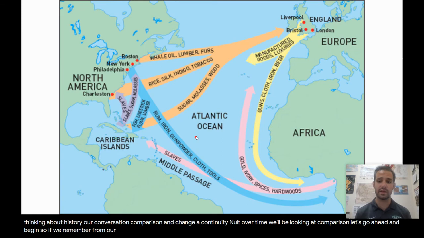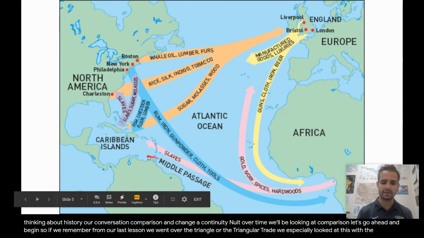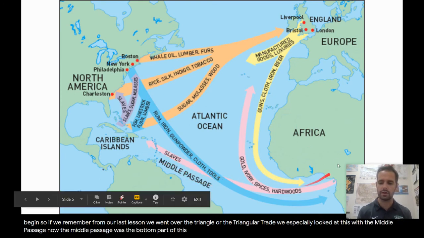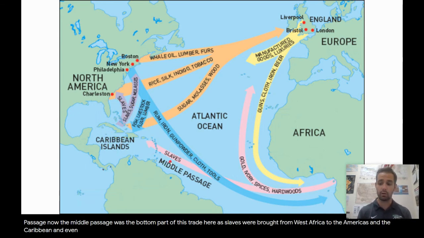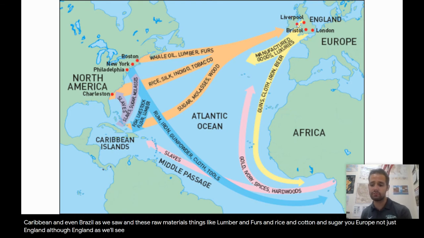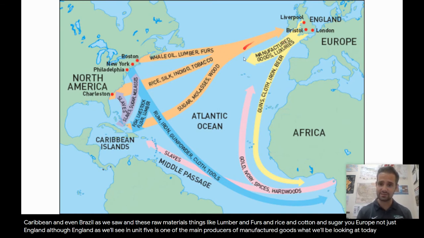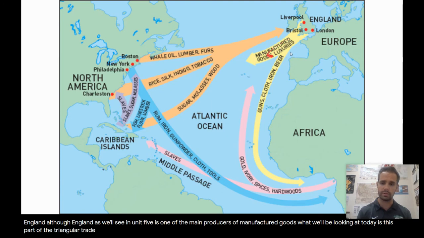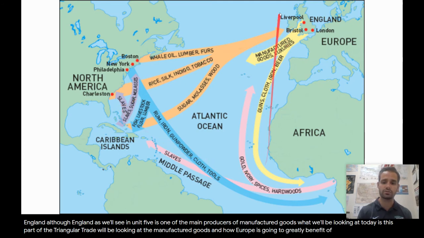If we remember from our last lesson, we went over the triangular trade. We especially looked at this with the Middle Passage. The Middle Passage was the bottom part of this trade, as slaves were brought from West Africa to the Americas and the Caribbean and even Brazil, as we saw. And these raw materials, things like lumber and furs and rice and cotton and sugar, were brought all the way back to Europe. Not just England, although England, as we'll see in Unit 5, is one of the main producers of manufactured goods. What we'll be looking at today is this part of the triangular trade. We'll be looking at the manufactured goods and how Europe is going to greatly benefit off this triangular trade.